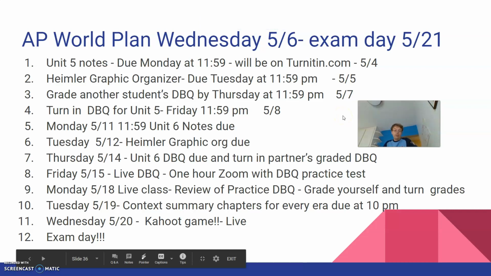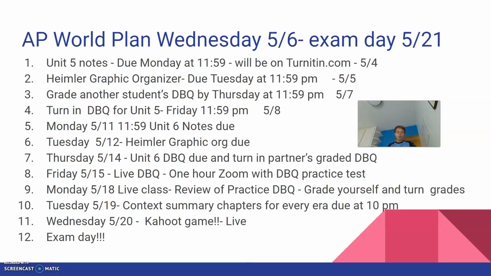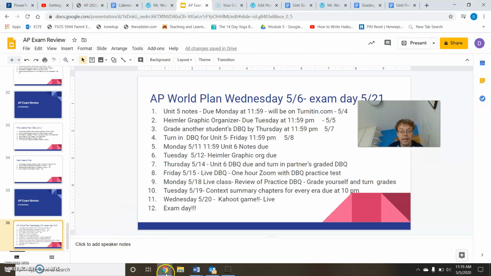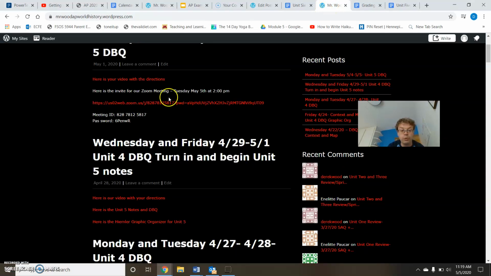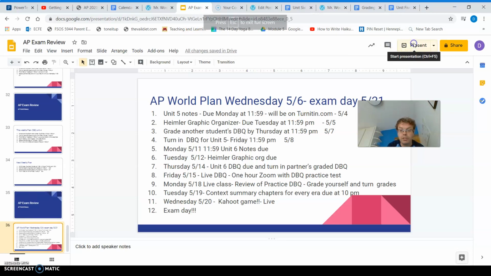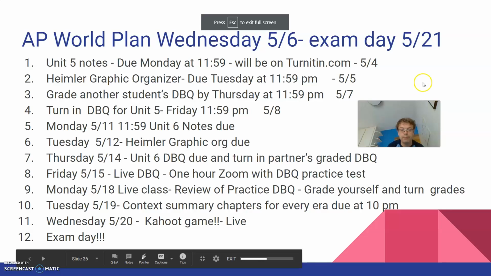And then we have the Heimler Graphic Organizer, and that was due on Tuesday at 11:59. And again, if you need to know where that Heimler Graphic Organizer is, you go to the website, and the Heimler Graphic Organizer for Unit 5 is right there, and that is where you may make a copy of it on Google Docs. If you really need good directions, go back to that day and watch the directions in the video that explain exactly how to fill out the organizer for Unit 5. And that was due on Tuesday. So make sure those things are done.